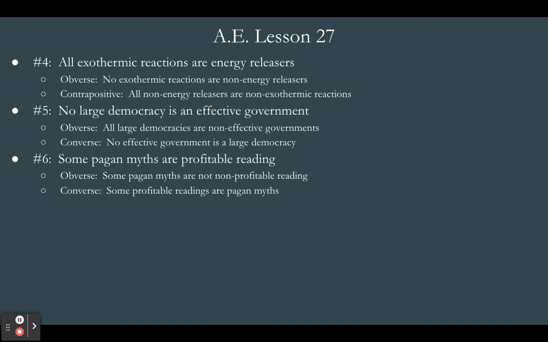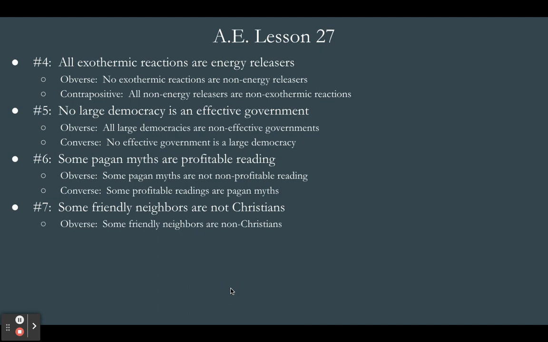Hopefully you guys are getting the hang of this. We'll be doing a lot of these, so don't just eject them from your brain after today. Number 7, some friendly neighbors are not Christian. That is an O statement, so we're going to be able to do an obverse and a contrapositive. The obverse: some friendly neighbors are non-Christian. We have switched the quality from negative to affirmative, so that's where the not went, and we negated the predicate, and that's where the non comes from. So some friendly neighbors are non-Christians.